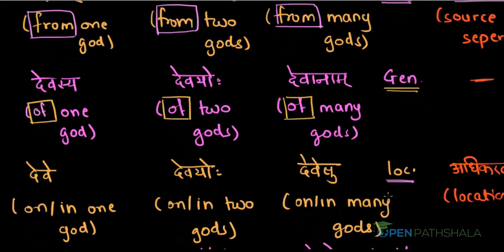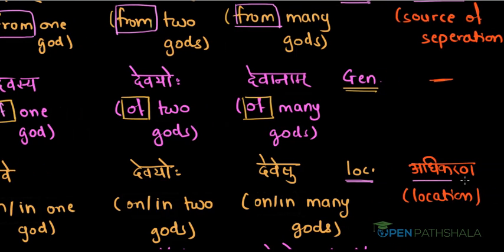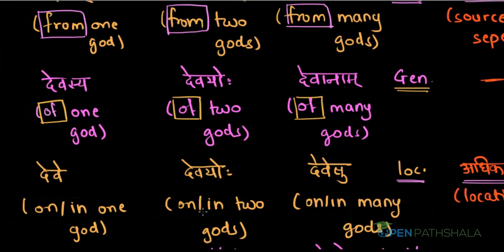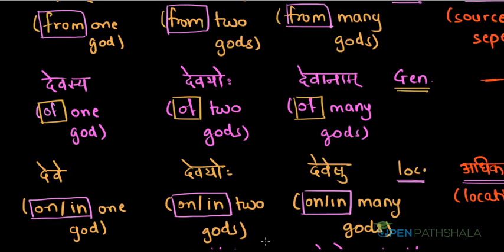Next is the locative case, which is used in the sense of adhikarana, that means location or support. So when we have to derive the meaning of the word deve, which is in the locative case, it will be on or in one god. Devayoho, on or in two gods, and deveshu, on or in many gods. So here "on" and "in" both precede the word which is in the locative case.